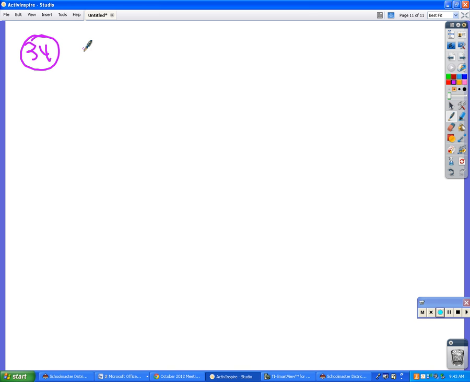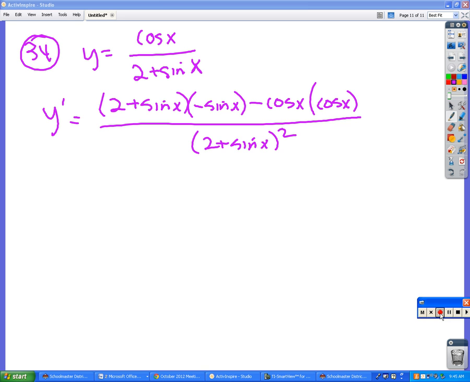Find the points on the curve y equals. Okay, so we're looking for horizontal tangent again. So we start by taking the derivative. Will you do that on your own? That's what you got there. Okay, so everybody get that?